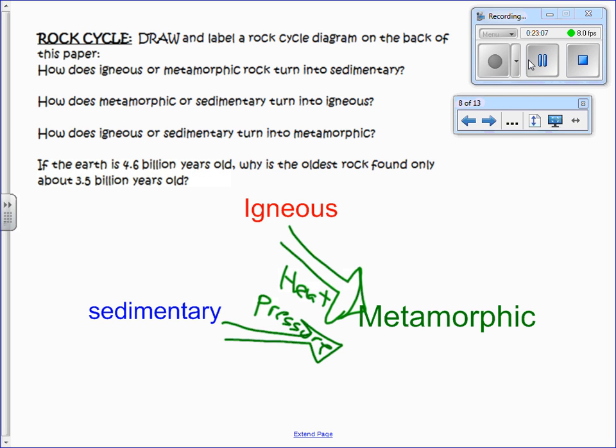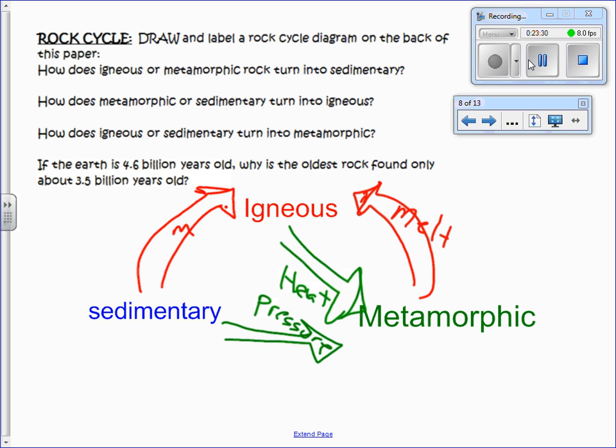Okay, how can either type of rock turn back into igneous rock? It gets so hot it melts. We're just about out of time, so please make sure you have this written down. So it'll actually melt into igneous. Now here's the tricky question. How are these rocks going to turn into sedimentary rock? What's sedimentary rock made of?